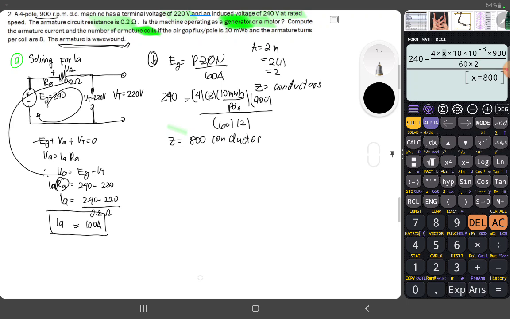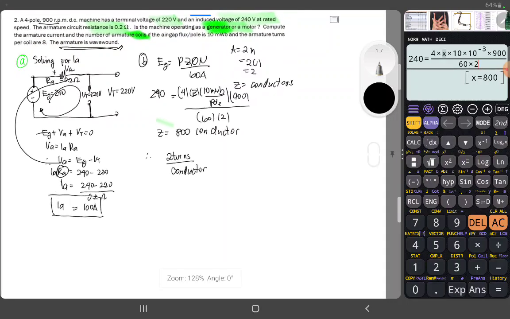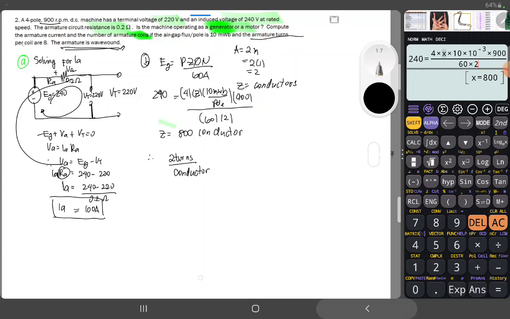Now, if you are attentively listening to my lecture, I have stated that there are 2 turns per conductor. It is given that the armature turns per coil is equal to 8. So from that, we have 2 turns per conductor. No, this must be 2 conductors per turn.